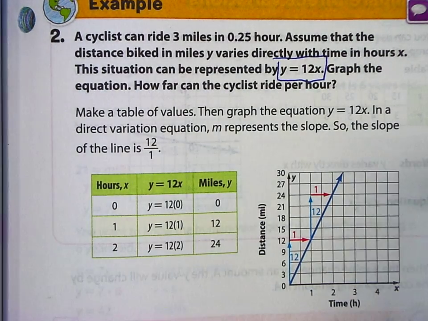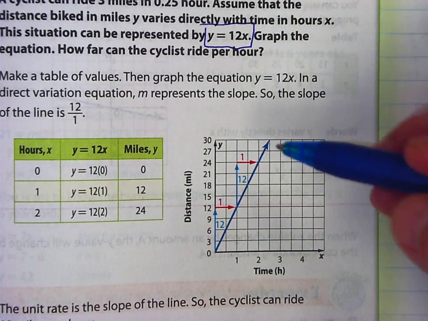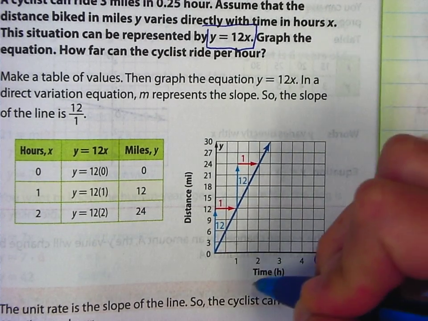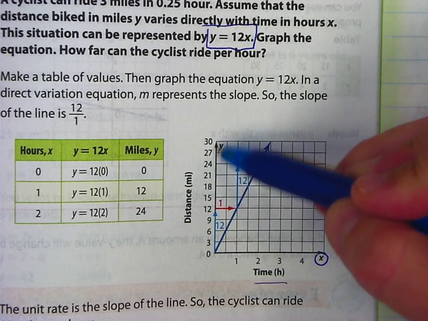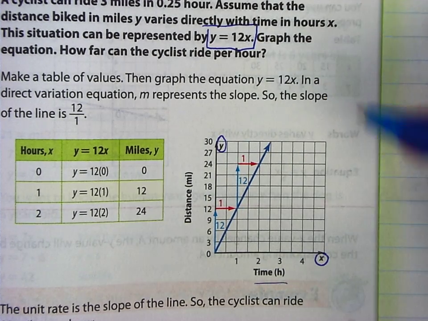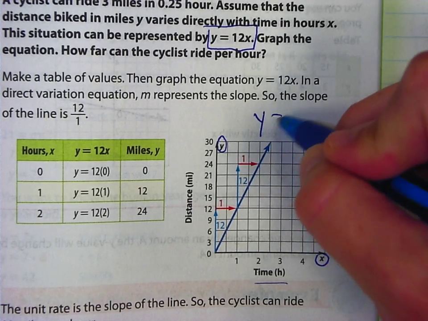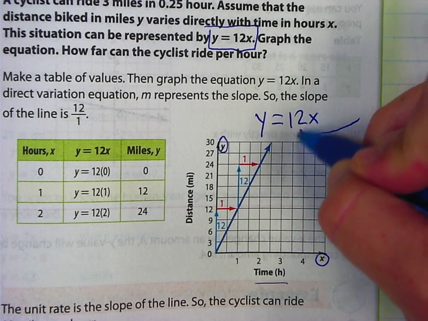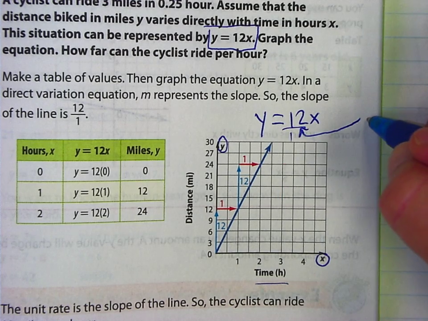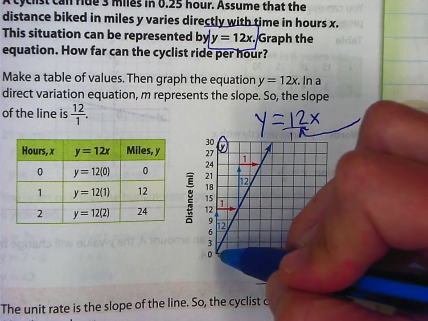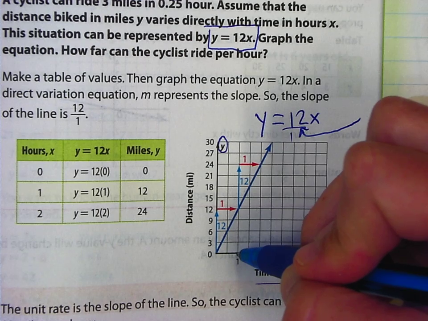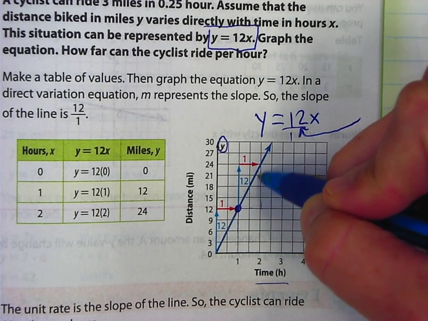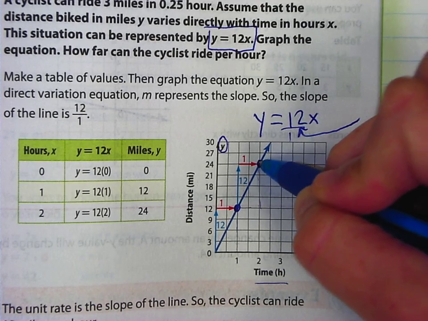So what you would do is draw a coordinate plane. Time would be labeled along your x-axis in hours. Distance in miles would be labeled along the y-axis. So this is telling you for every 1 hour, because this is 12 over 1, he bikes 12 miles. So you would go over 1 hour and up to 12 and plot a point. Over another hour and up to 12 more miles, and plot a point.